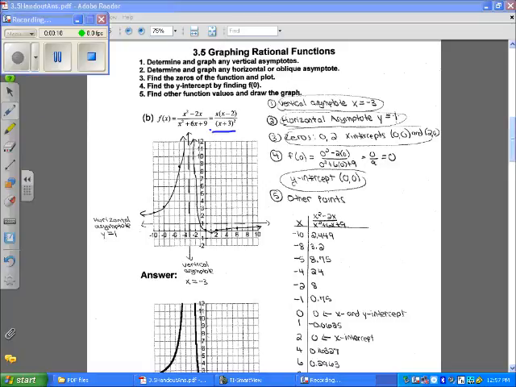To find the vertical asymptote, remember you set the denominator equal to 0, and when you do that, you get x is equal to -3 is our vertical asymptote. So that'd be our first step.